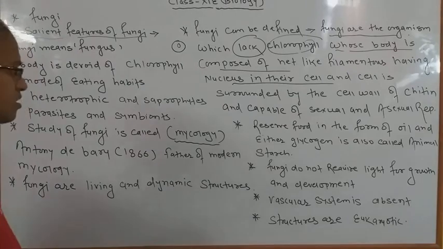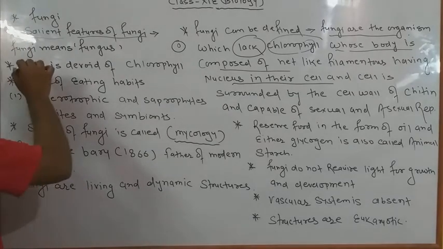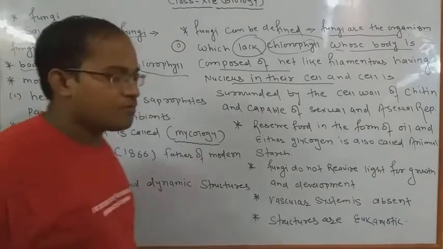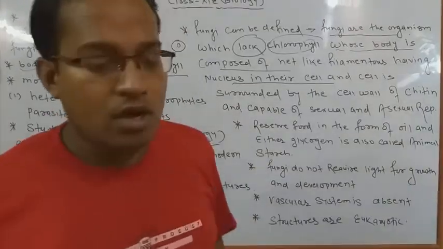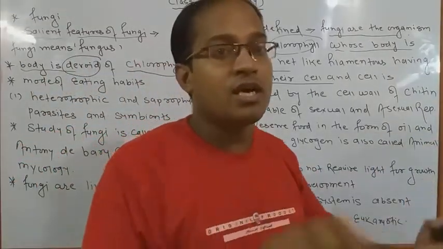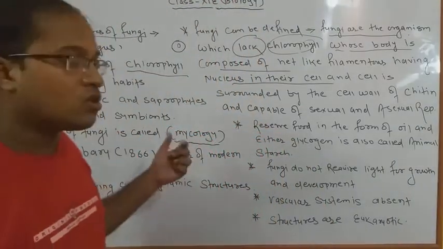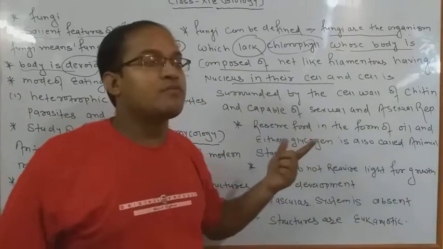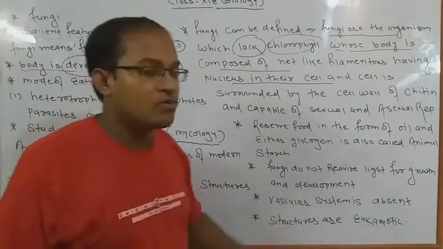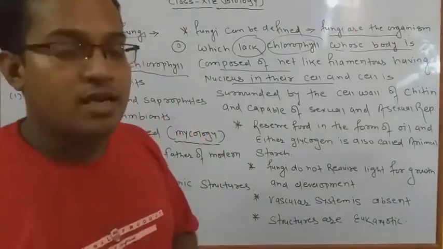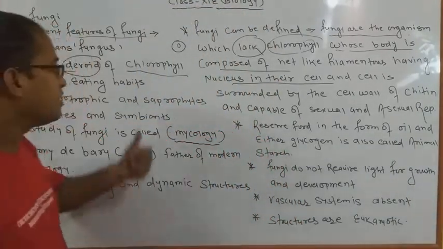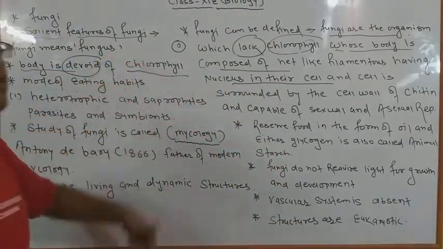Next we are going to discuss that the body is devoid of chlorophyll. Here, what is the meaning of devoid? Devoid means the lack of something. In another way, we can use lack. Lack means deficiency. It means that in fungi there is a lack of chlorophyll, or they are devoid of chlorophyll.